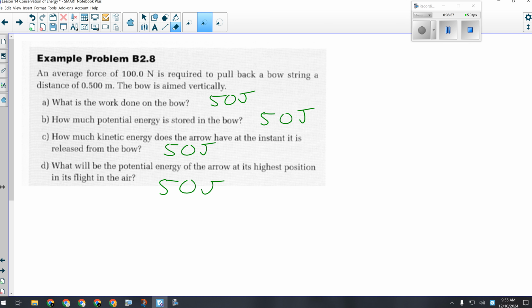So if my left hand is the kinetic energy as it leaves the bow, and my right hand is the potential, as the arrow goes up, the kinetic goes down, right? The potential goes up, and eventually they flip-flop. At the maximum height, there's no kinetic energy because the speed is zero, and it's at its maximum height where its potential would be at its maximum. That's what we're going to be working on over the next couple of days.